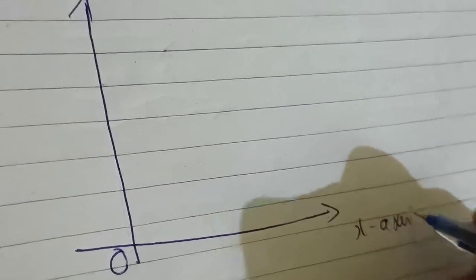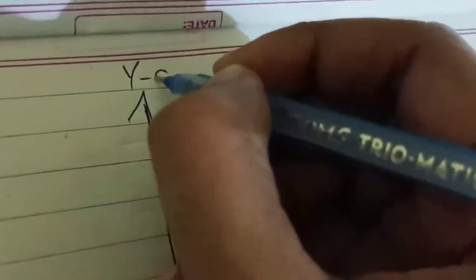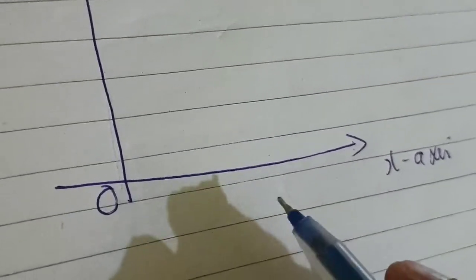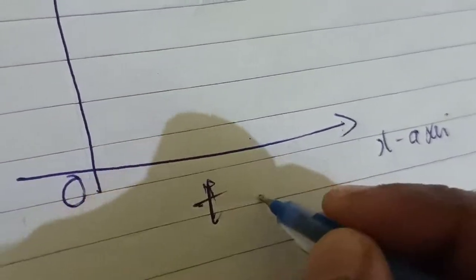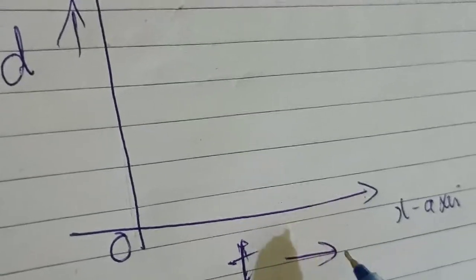If you see here, in order to plot a graph, you need x-axis and you need y-axis, isn't it? Now here the x-axis will be taken as time, and the y-axis will be taken as distance. Now you may be thinking why we can't take time on the y-axis and distance on the x-axis.